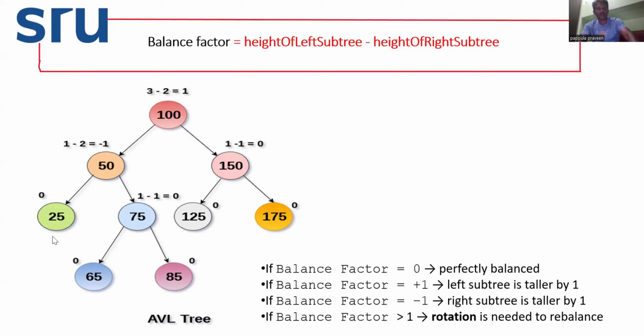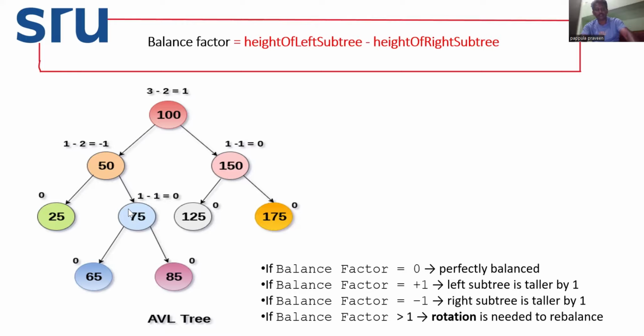Now you observe here all the leaf nodes. All leaf nodes are 0. Now this is 1 and this is 2. Right, now and next coming to this also, this is 1 and this is 0. Balance factor 0 is perfectly balanced.